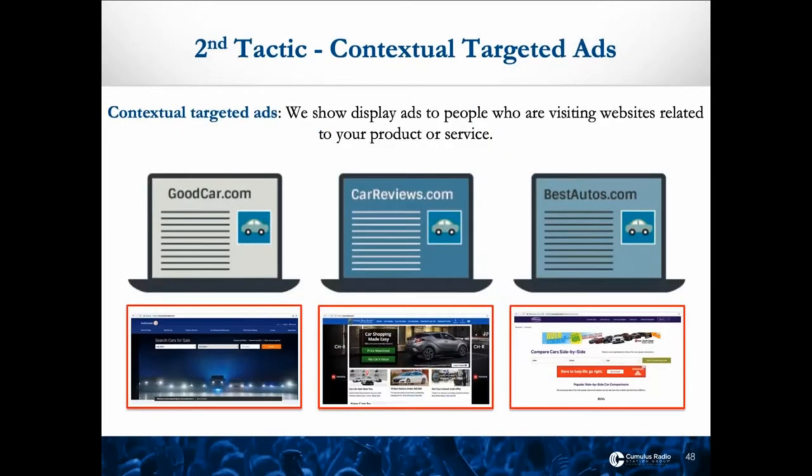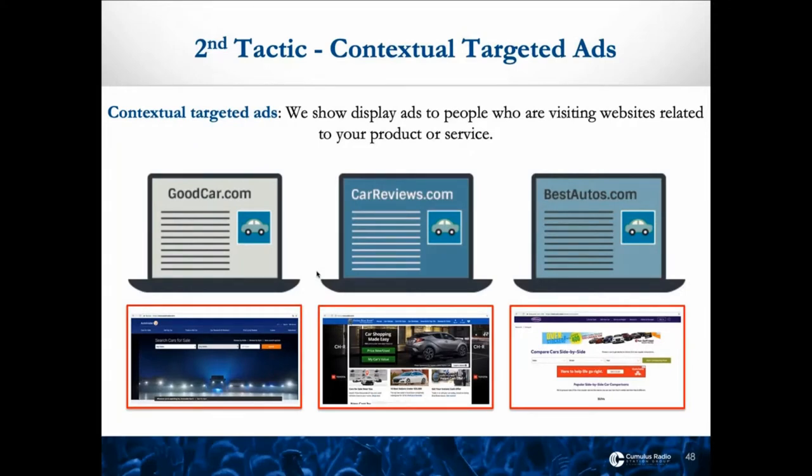Going back to this slide here, this is just an example of someone looking for a car. If someone's searching for a car, more times than not, they're going from site to site to site, because they're looking for the right car at the right price, right color, right mileage, so on and so forth. So it's obvious that they're looking for a car. And so if you sold a car or an auto dealer, it would make sense to put your ad out in front of this person because they're looking for what you're selling.